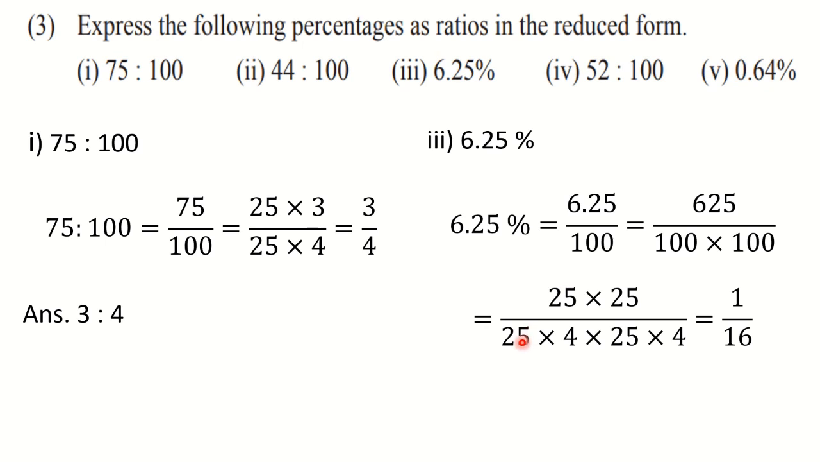So this 25 and this 25 cancel, and this 25 and this 25 get cancelled. Here 1 into 1 is 1 in the numerator, and 4 into 4 is 16. So your answer is what? 1 upon 16. And the final answer is in the form of a ratio, that is 1 is to 16. Copy it down.